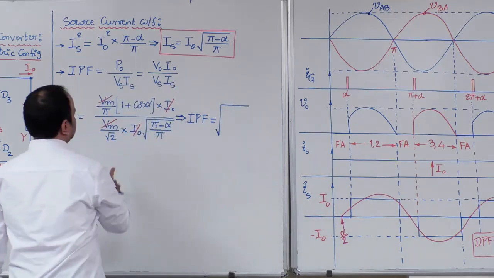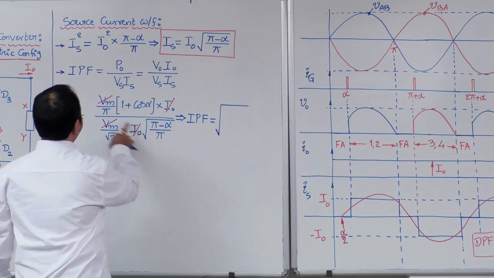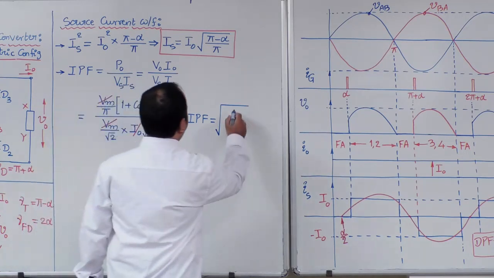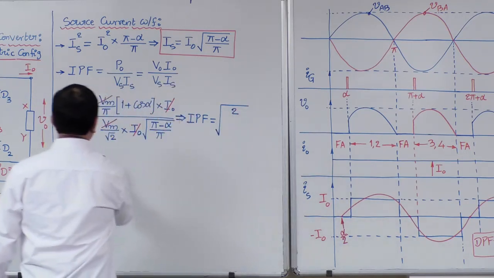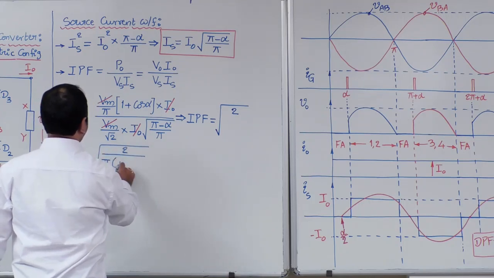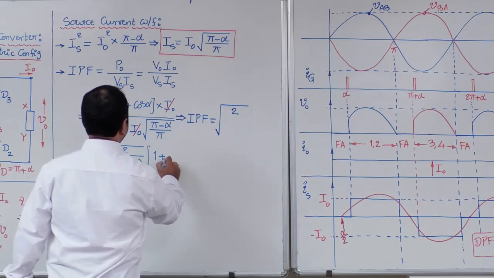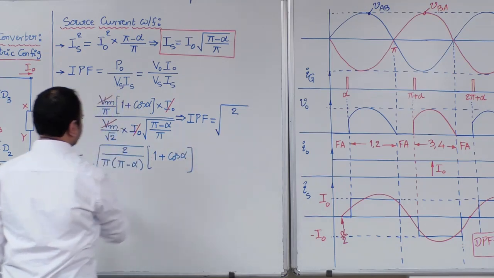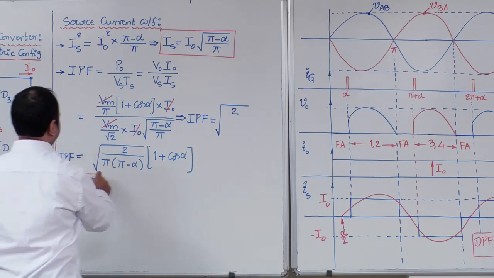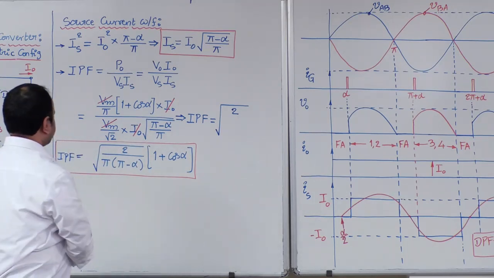root of, now calculate carefully here, see this will be pi, so here root pi, therefore what we can have, root of 2 by pi into (pi minus alpha) multiplied with (1 plus cos alpha). Okay, this is the expression for input power factor, right? This is the expression for input power factor.